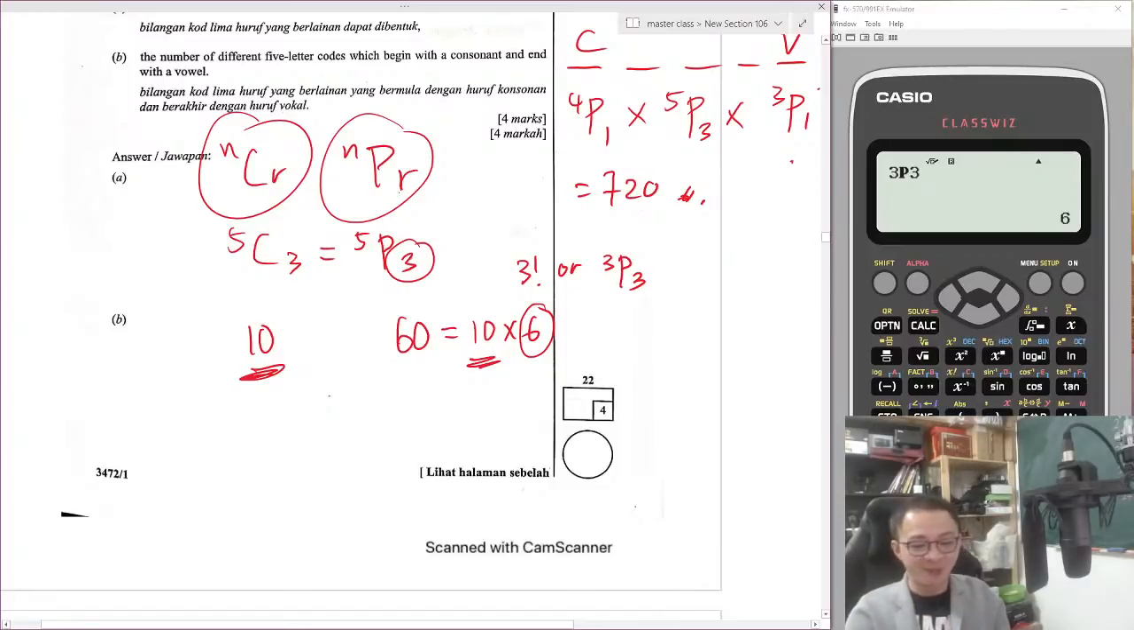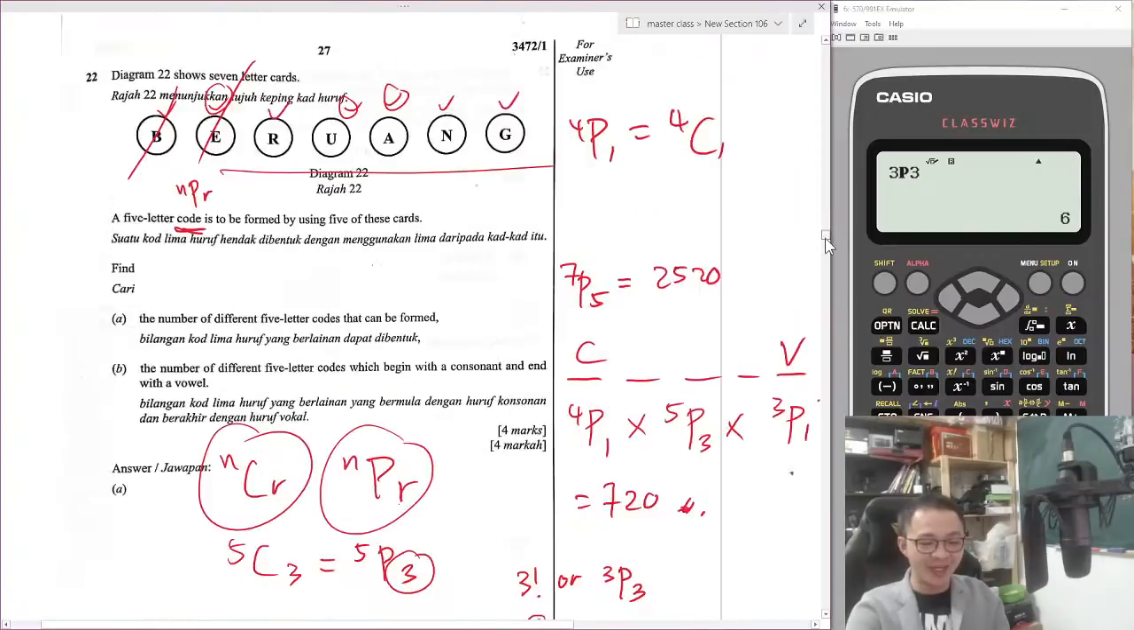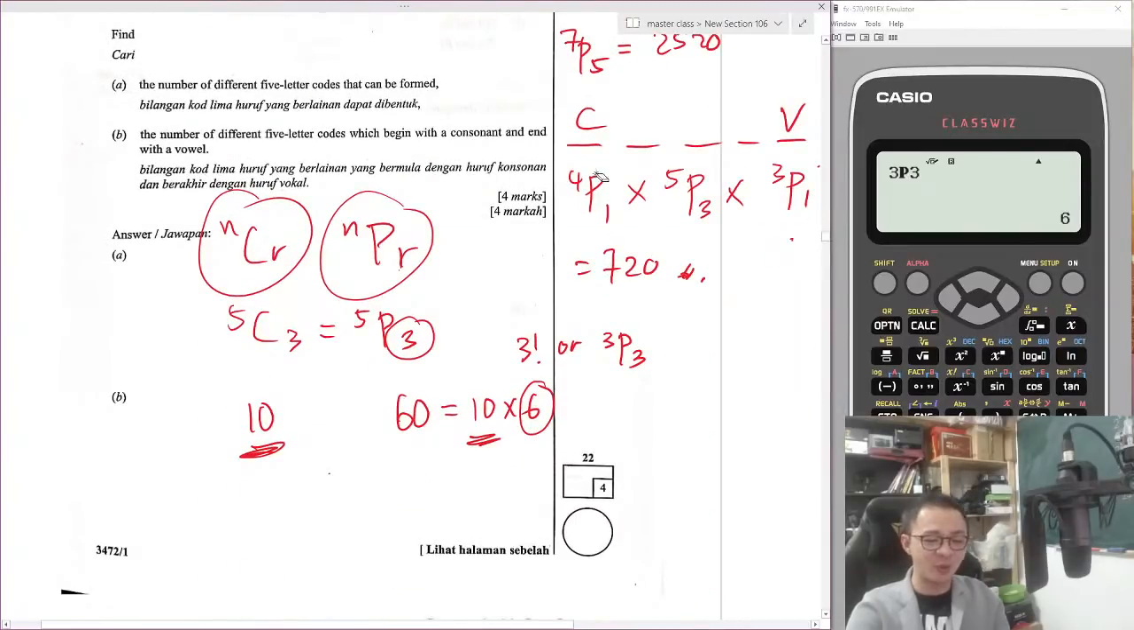But go back to the example just now, why can I do 4C1 here, not 4P1 in this topic? Because when I have 4 objects, I choose one object, and I arrange the one object, it doesn't make any difference. Because with one object, there is nothing for you to arrange. Unless 2 objects, you have another 2 factorial. One object is just 1 factorial, it's still 1. So this is the reason why you can do either 4C1 or 4P1.